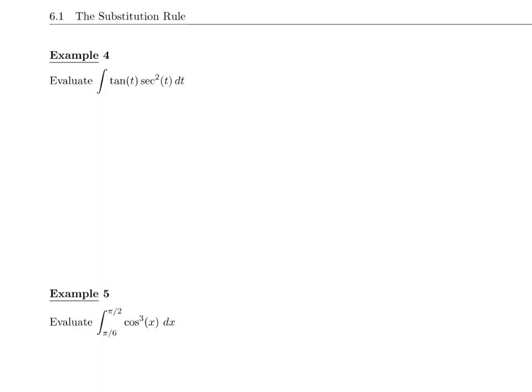Okay, moving on with some other trig examples. We have tangent multiplied by secant squared. We're trying to find the antiderivative. This one is a pretty straightforward u substitution.